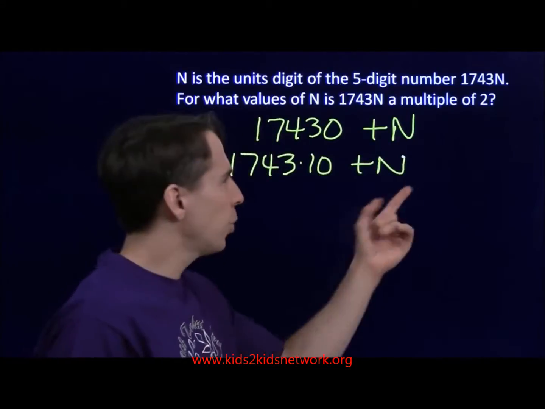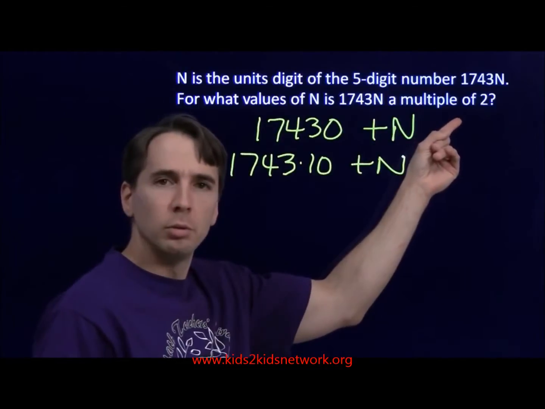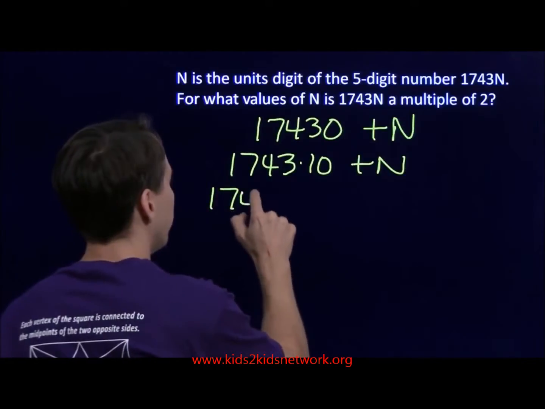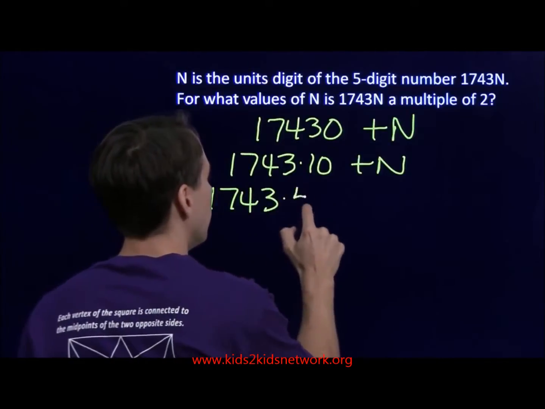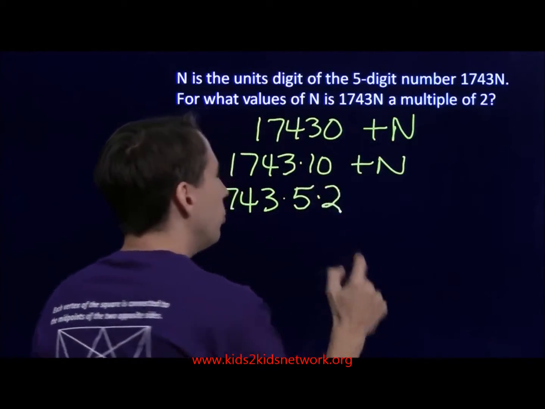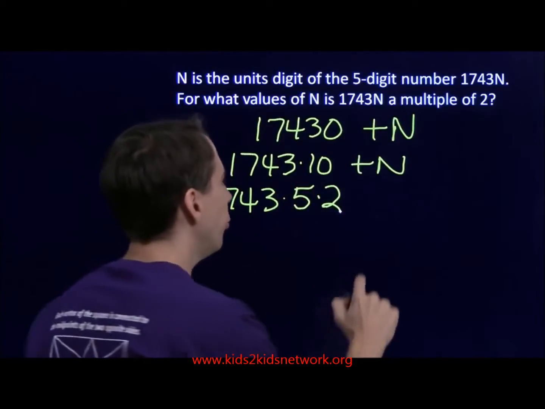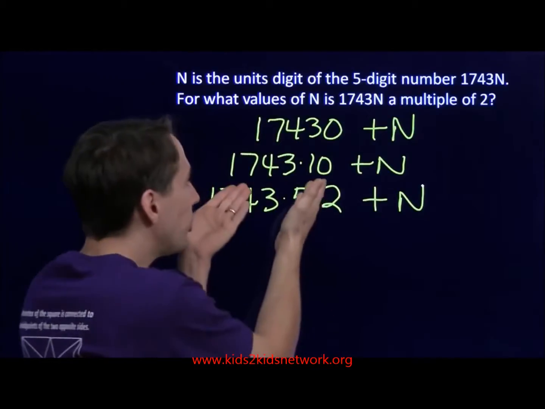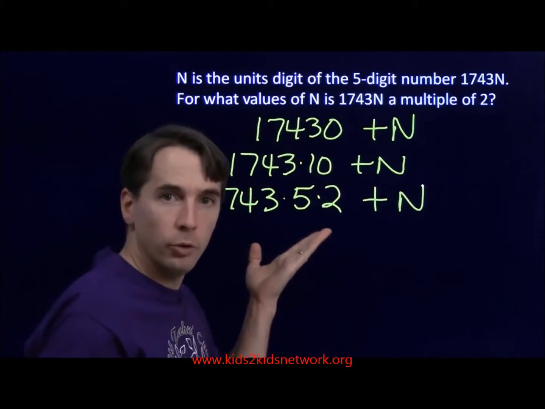But what we really care about is whether or not the number is a multiple of 2. But 10 is a multiple of 2. So any multiple of 10 is also a multiple of 2, because I can just break the 10 into 5 times 2. And now we see what's going on. Our multiple of 10 is always a multiple of 2.